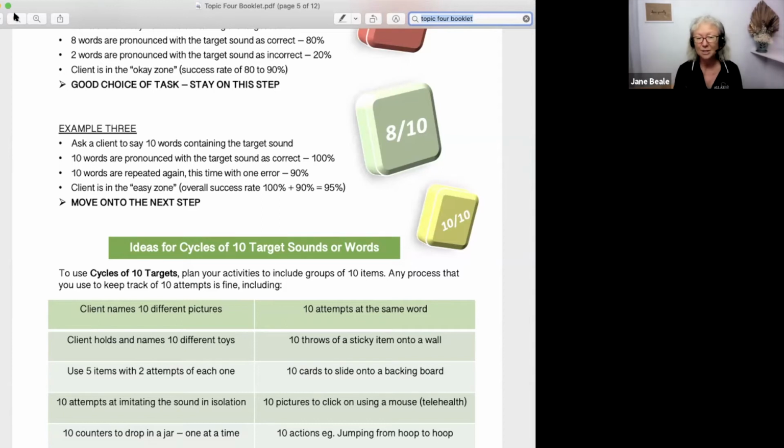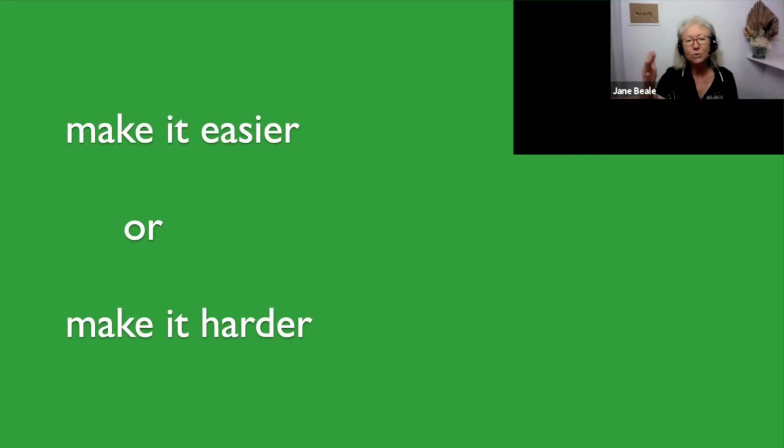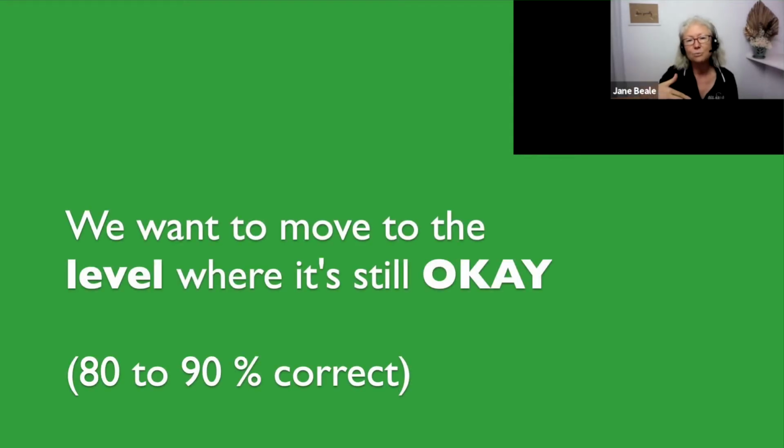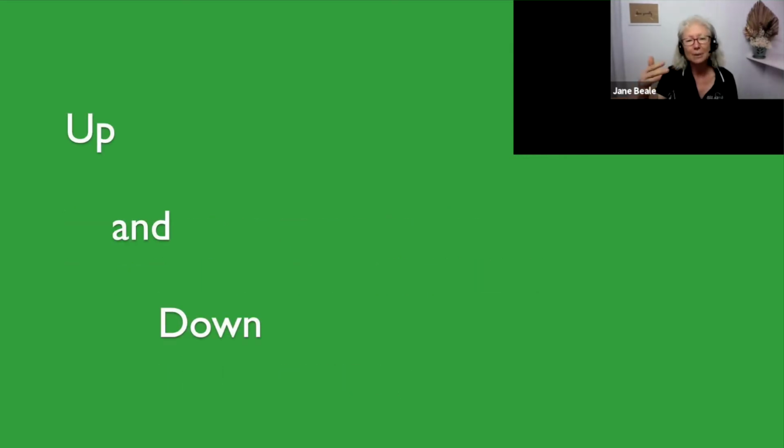If you've got someone that likes to move, it could be the 10 actions, jumping from a hoop and saying a target sound, jumping to the next hoop and saying a target sound, and so on. You're probably getting this idea of, okay, I need to be ready to make it easier or harder. Another way to think of it is I need to be ready to move up and down the steps, because we don't want to make something harder. We just want to move to the level where it's still okay. Okay, so we think of it as moving up and down, and these steps are quite well defined in an articulation program.